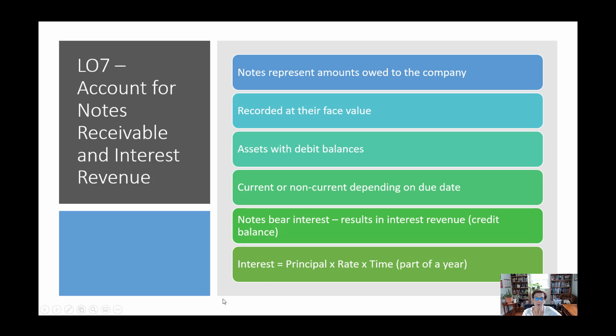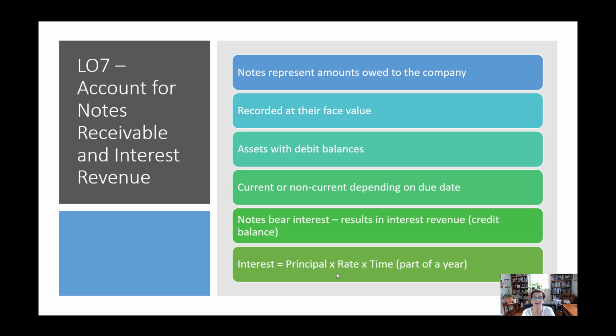Now, the thing I want you to keep an eye on here is this. The time is part of a year. Your principal is the amount of the note, so like we said, $10,000. Your rate is 10%, right? Whatever your interest rate is. Those things are easy. The time is the thing that gets students because you have to remember that interest rates are always stated in terms of a year.